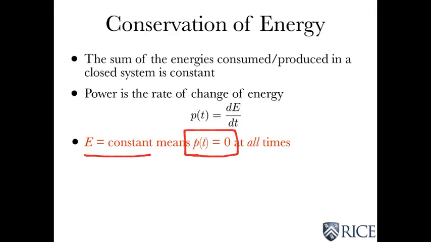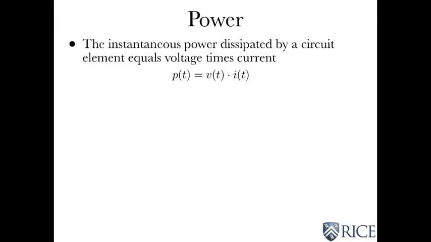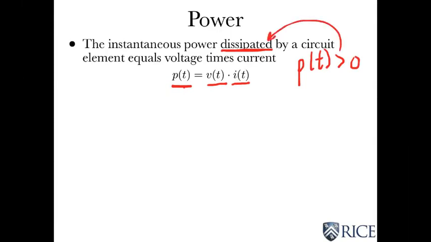Well, what's the definition of power for a circuit? Definition: the instantaneous power, the power at time t, that is dissipated by a circuit element, is the voltage times the current at those same times. Now notice the word dissipated. So positive power, if P is greater than 0, that means you're dissipating power. If P of t is less than 0, that means it's producing power. And that's the convention, that's the way you think about it.